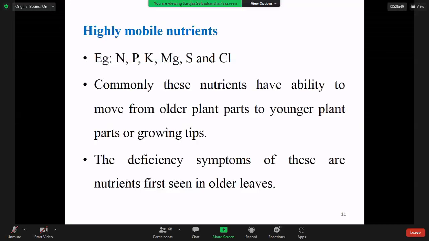Good. These types of questions you have to answer in the practical exam. I have the experience. You have to answer why the symptoms of these mobile macronutrients occur first and can be seen in the older leaves. There will be questions like that, and you have to answer like that.